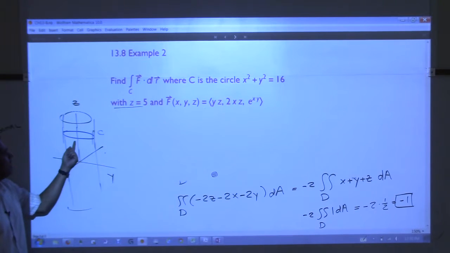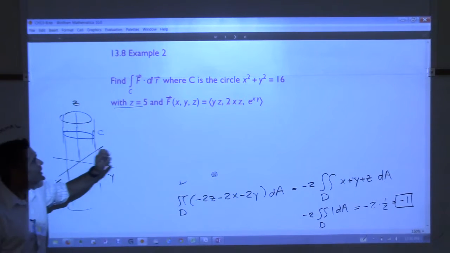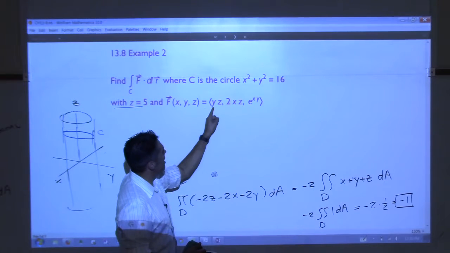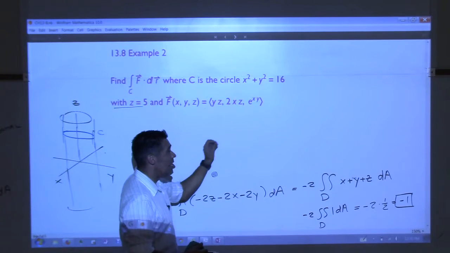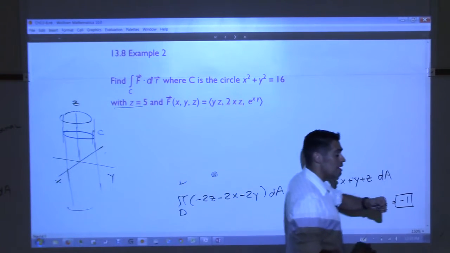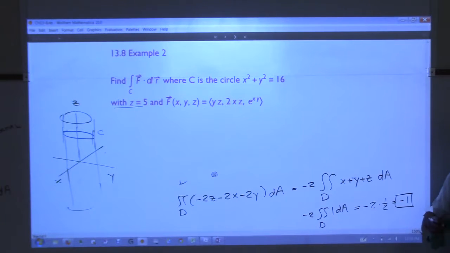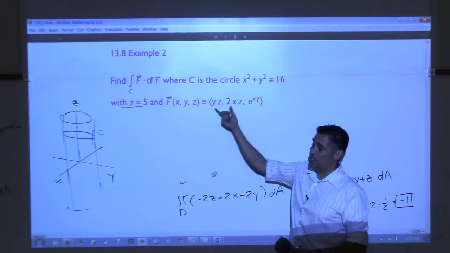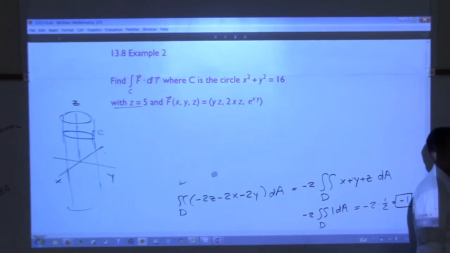So what would this R of t be? 4 cosine t, 4 sine t, and then 5. Those would be your component functions that would draw this curve. Then you'd have to take this vector field and replace every x with 4 cosine t, every y with 4 sine t, and every z with 5. Plug them in here. You'd have to take the derivative of 4 cosine t, 4 sine t, and 5, take that derivative and dot product it with this thing, and then integrate that. And that would not be fun to do at all.